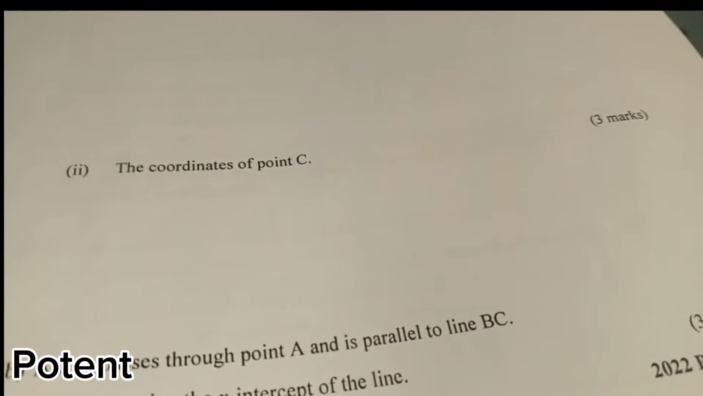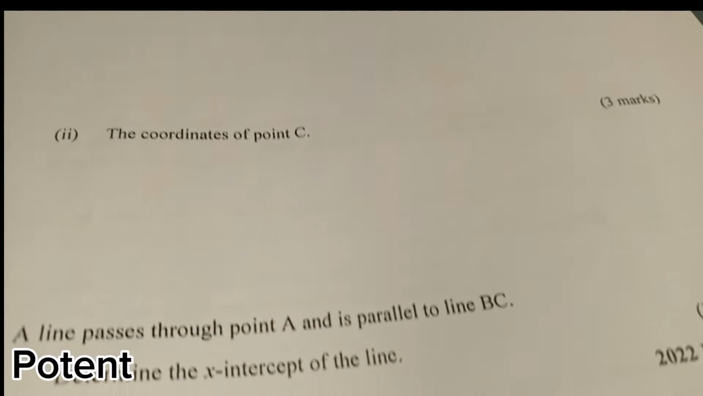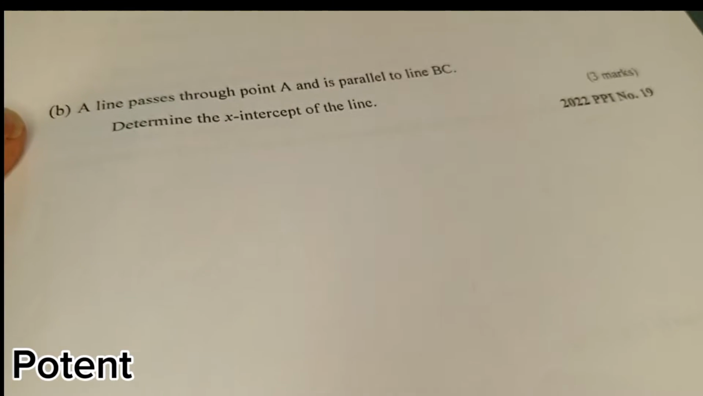Then part 2 requires the coordinates of point C. We are going to demonstrate how this question required simultaneous equations at that point. Then the last part: a line passes through point A and is parallel to line BC. Determine the x-intercept of the line.